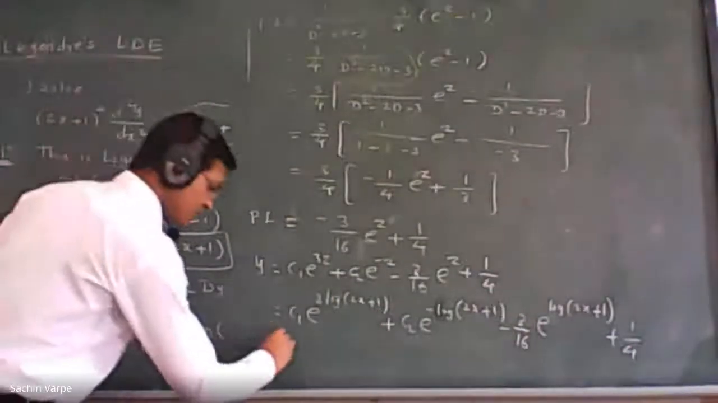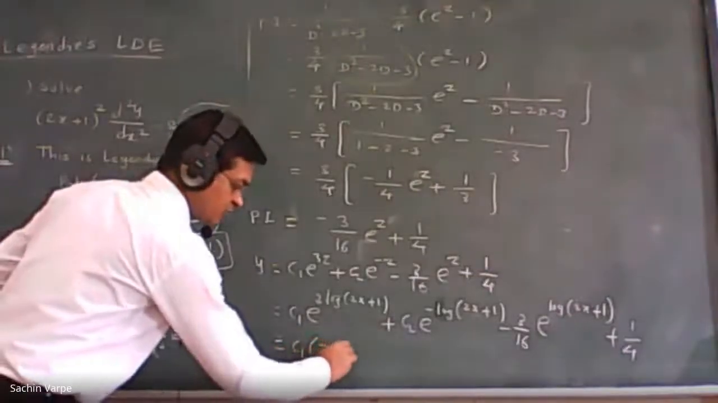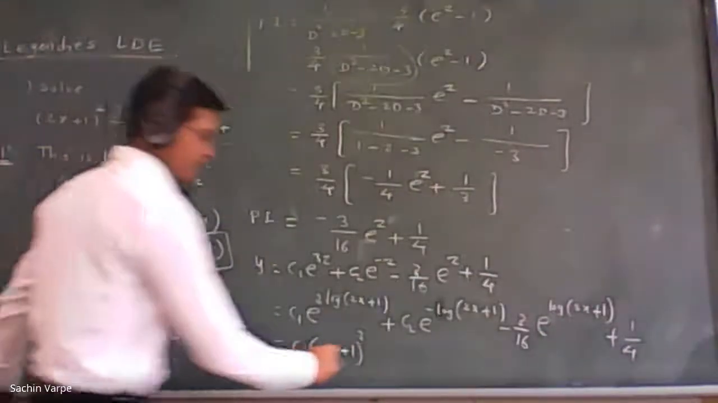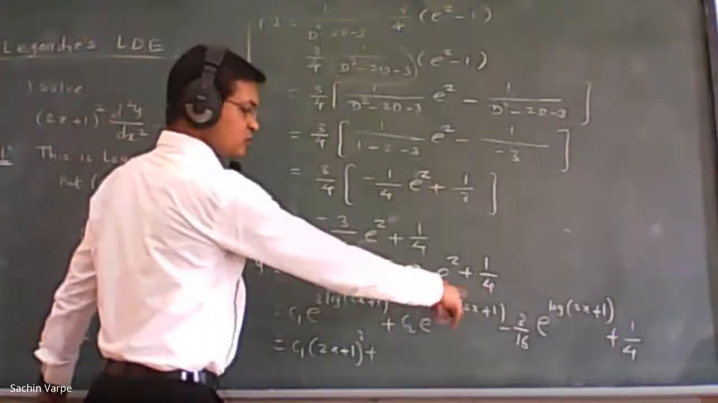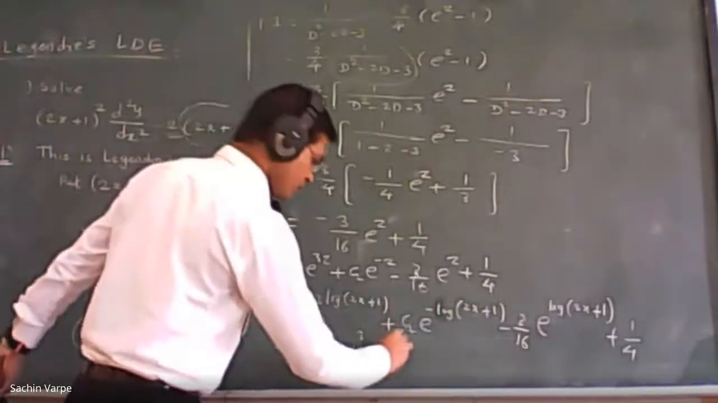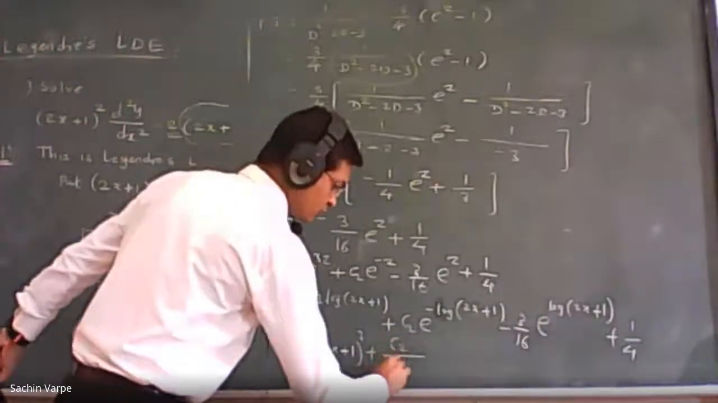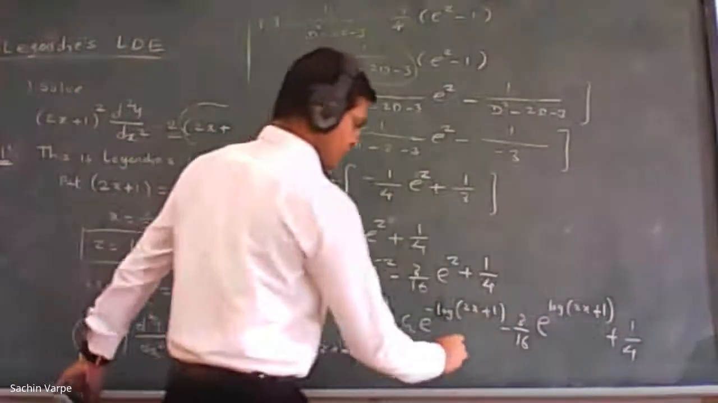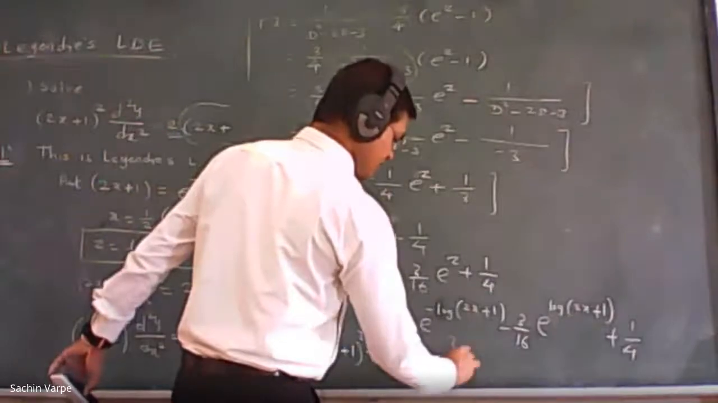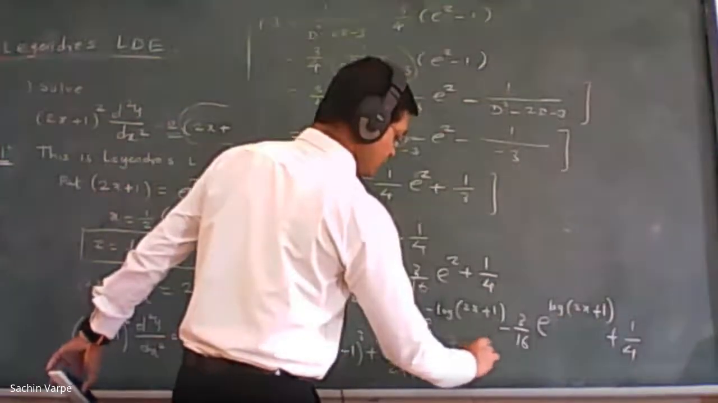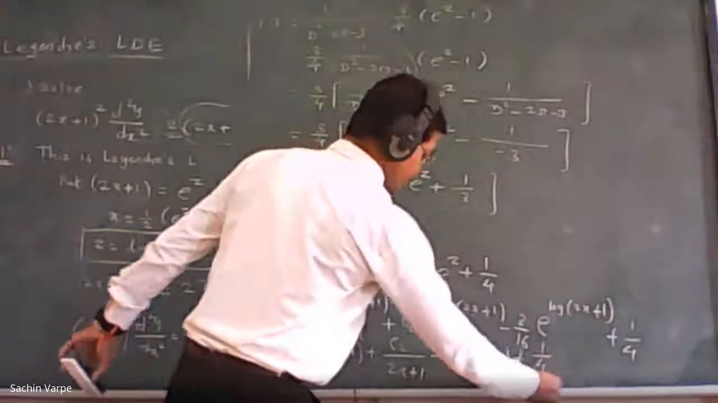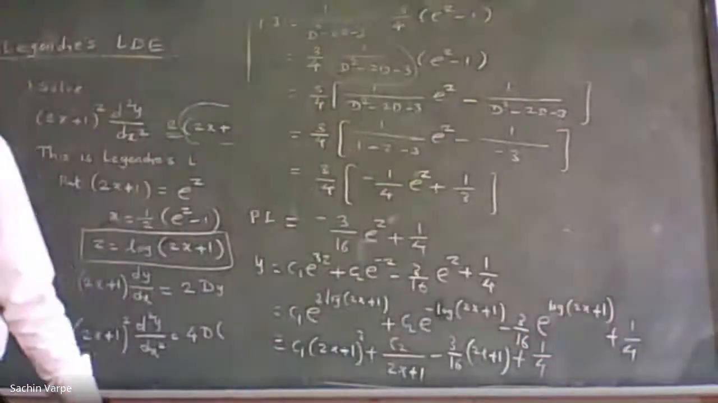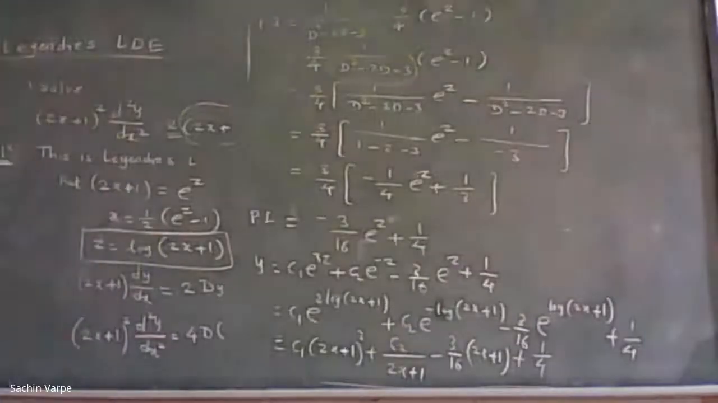So that will be c1 into (2x plus 1) cube plus c2 into (2x plus 1) raised to minus 1. That is in the denominator. So c2 upon (2x plus 1), minus 3 by 16 (2x plus 1), plus 1 by 4, and that is our final solution. Please check and please ask if any doubt.